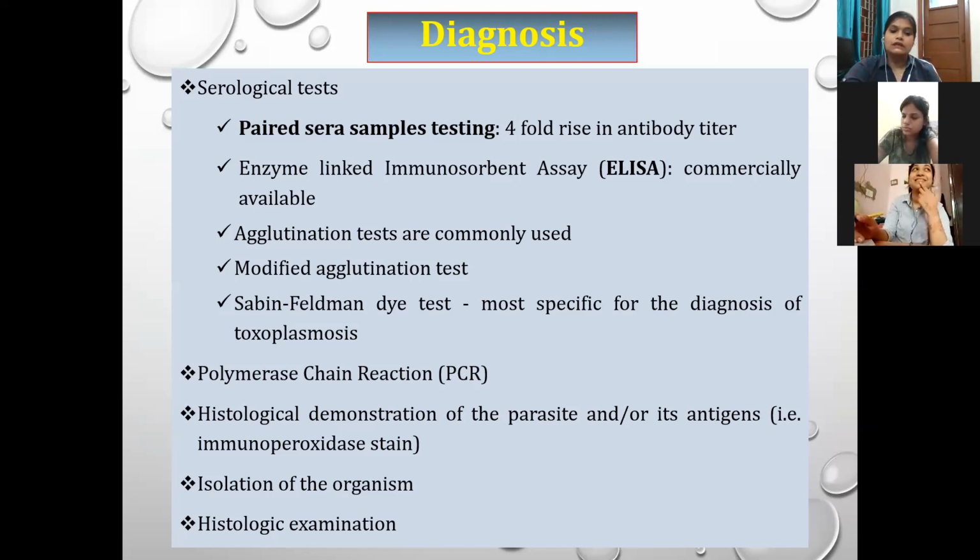You can also go for polymerase chain reaction by amplification of the gene, or you can demonstrate the tissue cyst which is present in the intermediate host by histological examination. You can go for isolation of the organism by animal inoculation. You can inoculate the suspected sample in mouse or rodents, and by collecting the peritoneal fluid, you can observe the organism. Histological examination we already discussed. So these are all the diagnostic tests.